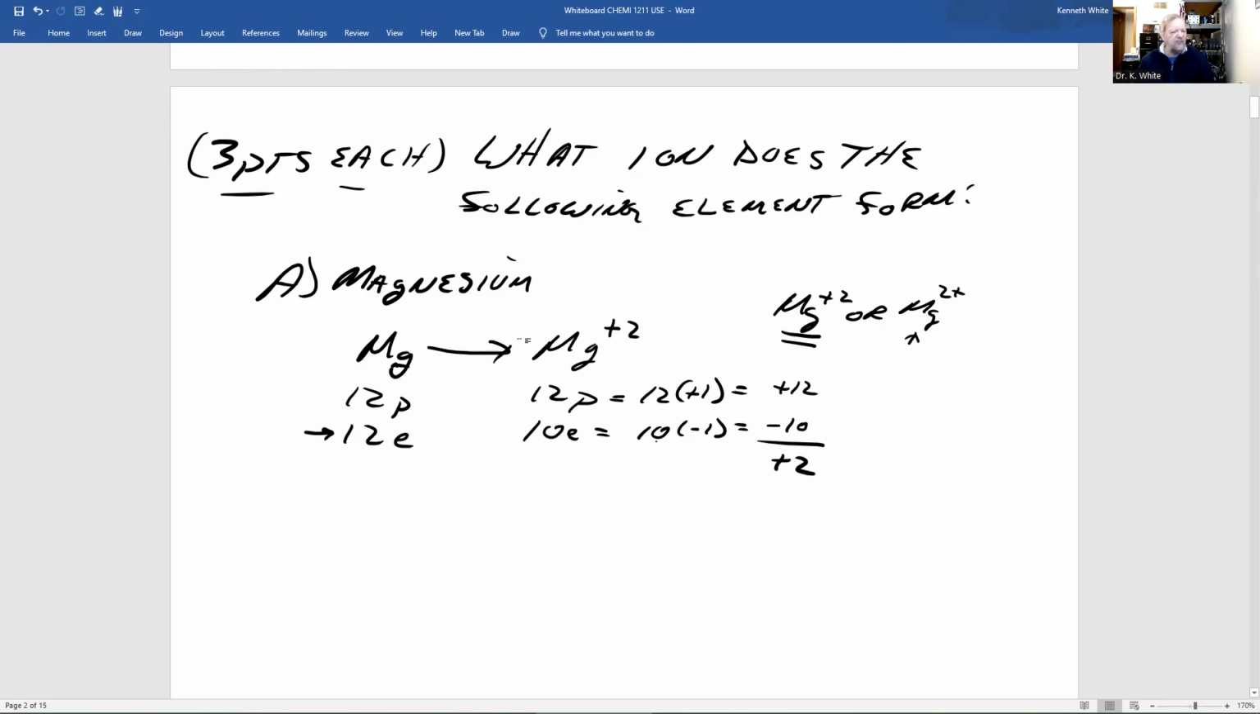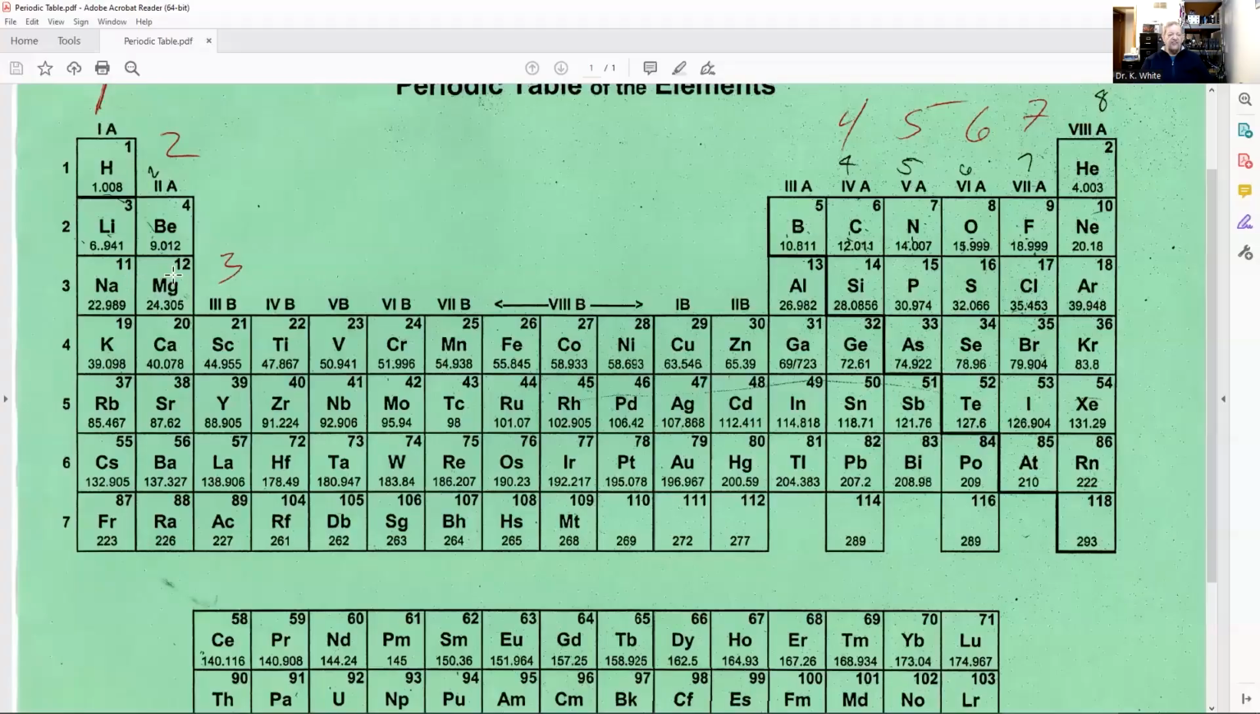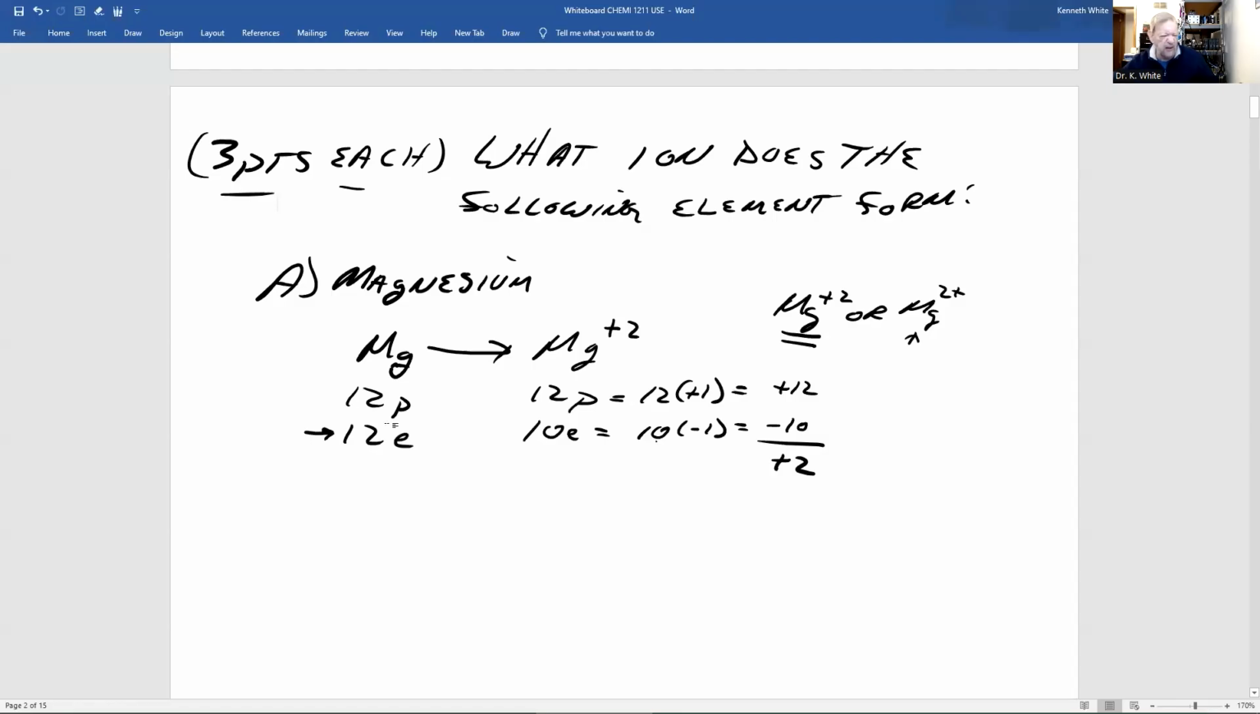All right, so let's review how we did this. The question is, what ion does the following element form? And hint, you should know how to do this. For magnesium, chemical symbol Mg, we have to look at the periodic table. You need to know how many electrons and protons it has. Look at the atomic number, 12. That tells you it has 12 protons and electrons. So I write that down. Abbreviate proton P, electron E.